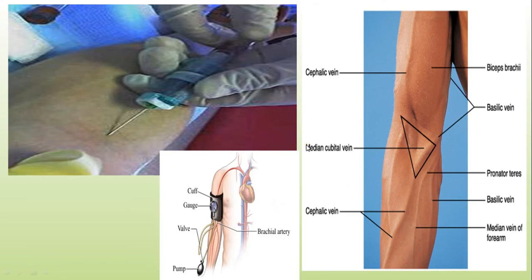Okay, the cubital fossa is a very important area as it is a site of IV injections. We can give an IV injection easily into the median cubital vein, or we can draw blood from the median cubital vein. It is also a site where the blood pressure is recorded over the brachial artery.